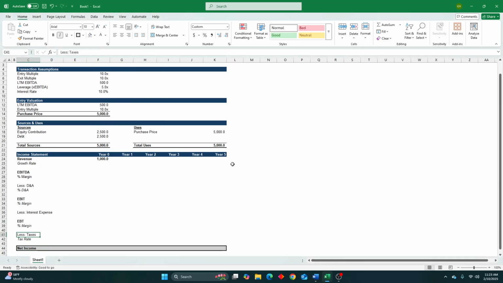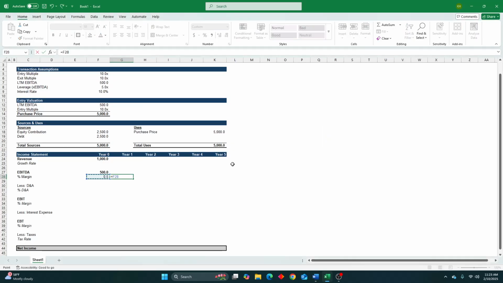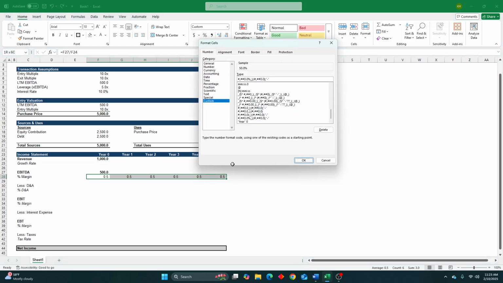Well, there we go. Now that we have the whole income statement situated, we can start filling the different pieces. We know that our LTM EBITDA is this 500. Our margin is just going to be our EBITDA divided by our dollar amount. And the prompt says that the margin is going to stay unchanged at 50. So we can just set this equal moving forward. And I'll also put in percentage right there.